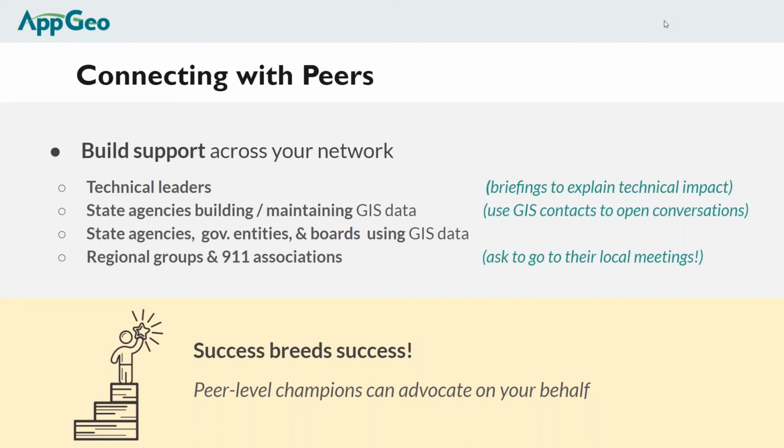So let's say you've successfully engaged these groups, you're working with them. How do you make sure that you're taking full advantage of what each of these groups has to offer?